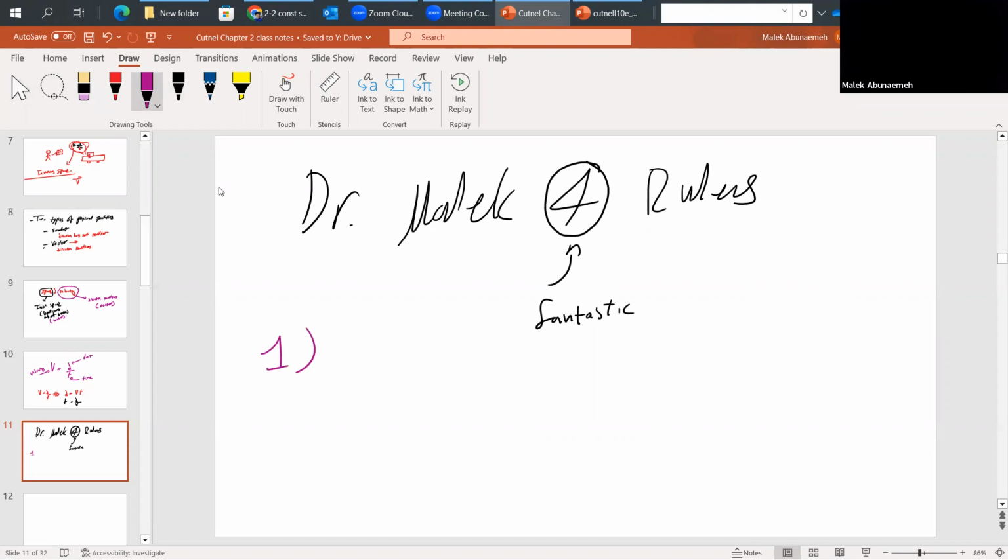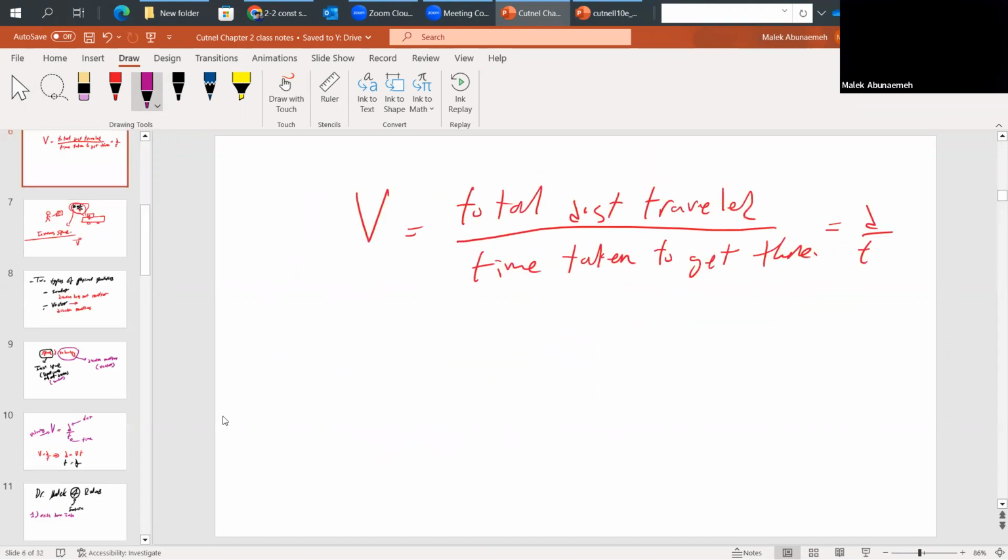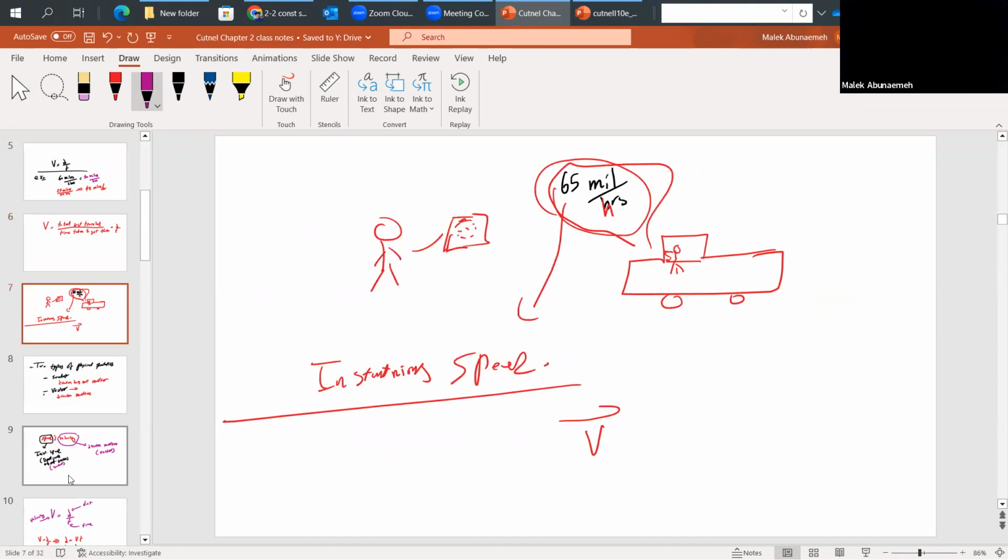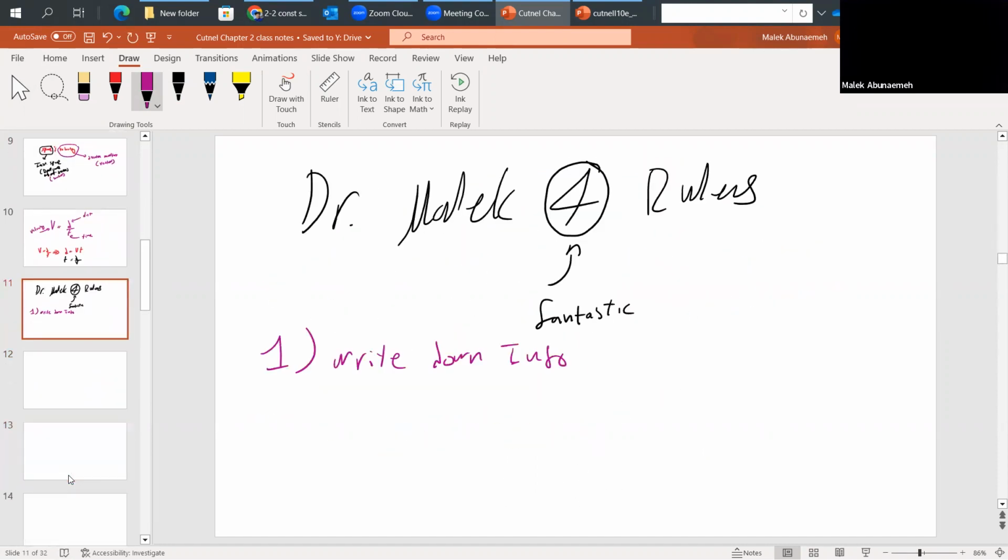Rule number 1 is you're going to write down the info. Rule number 2 is that something is going to equal our double question mark. Number 3 is to write down the equation.